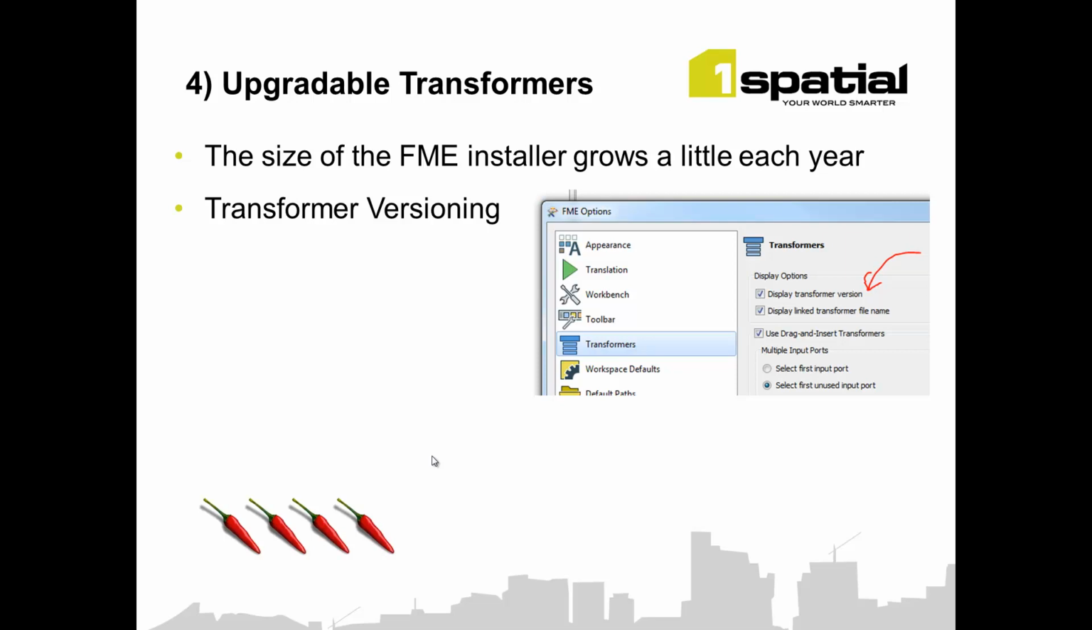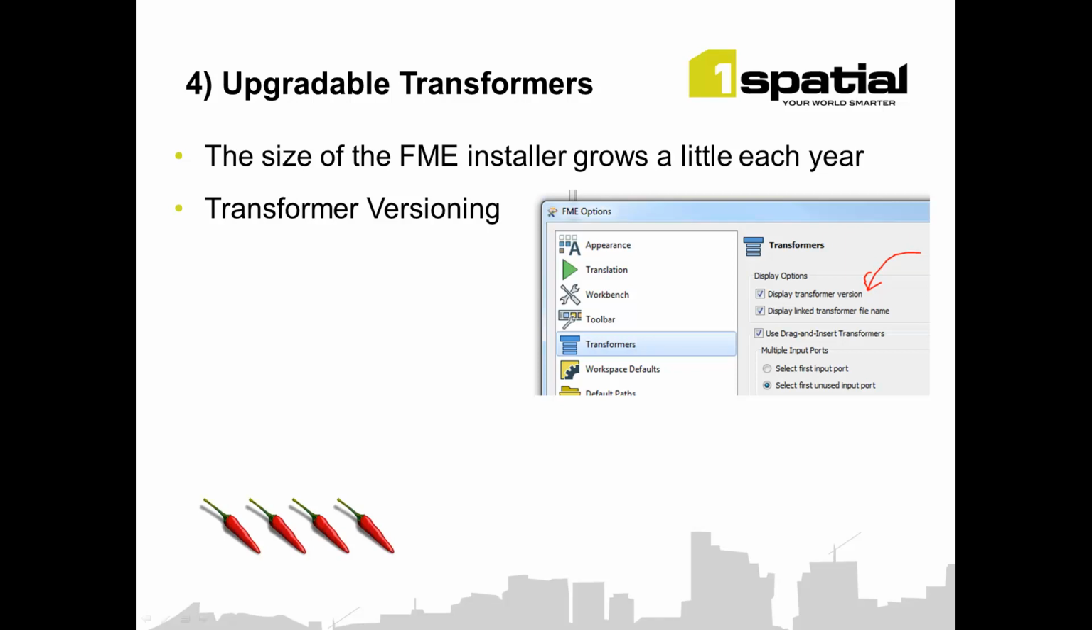And you can expose the transformer version in your workspace by turning that on in your tools drop-down menu. If you go to FME options, you can go and look at that transformers page and display the transformer version so that you can hover over a tooltip and look at the current version of the transformer.